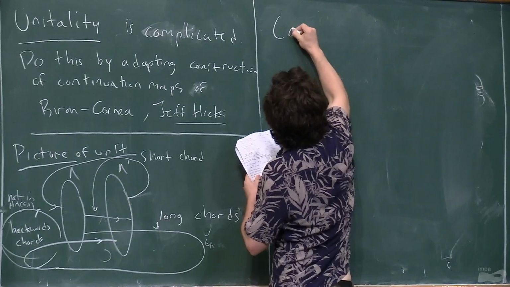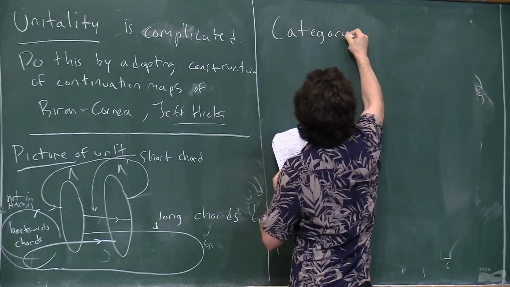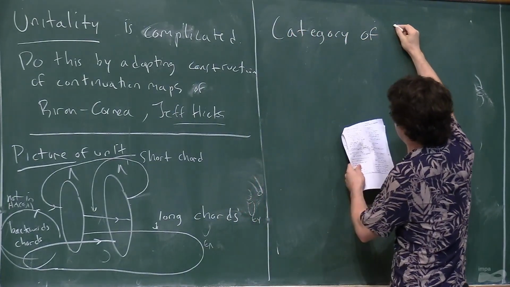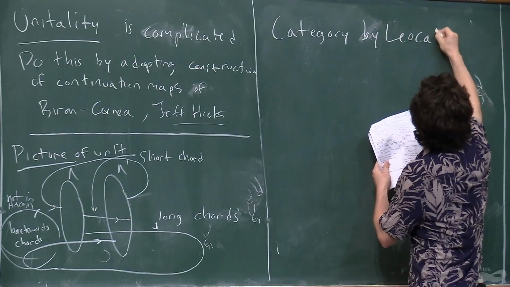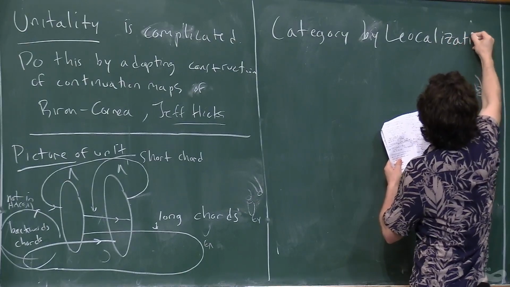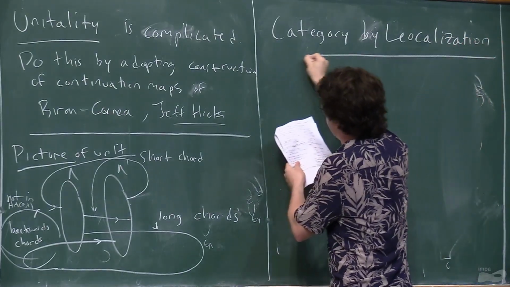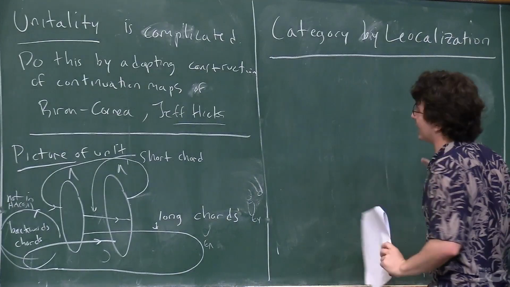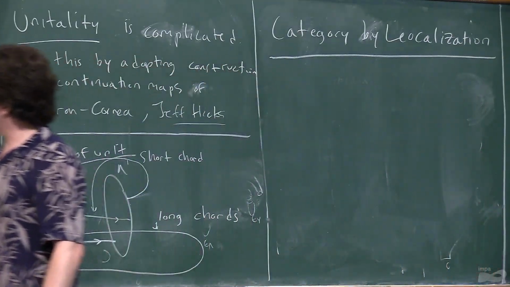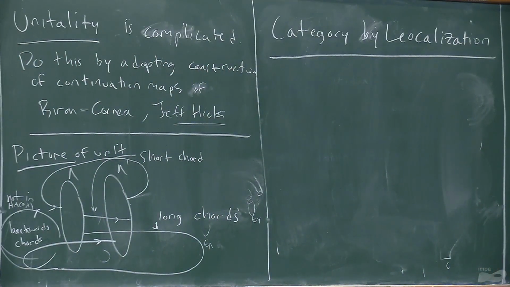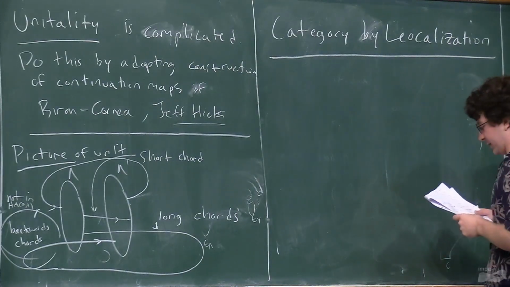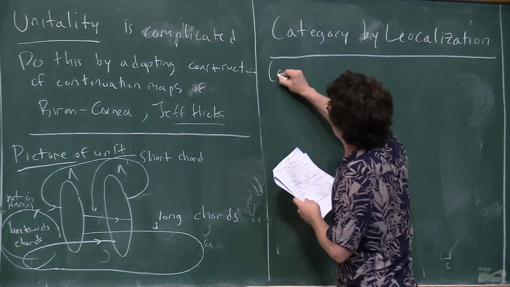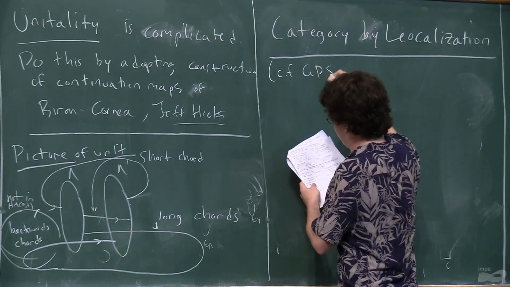Okay, so now the last thing I'm going to say, which will be related to that comment, I think, or hopefully not the last thing. So now you can get a category. To get the actual category, I apply this localization procedure of GPS or of Abouzaid-Seidel. Abouzaid-Seidel are actually the people who invented it. GPS just have a nice short explanation of it. So see, for instance, GPS.